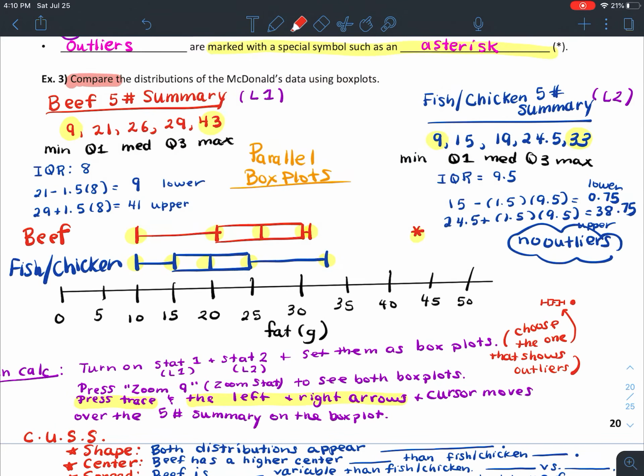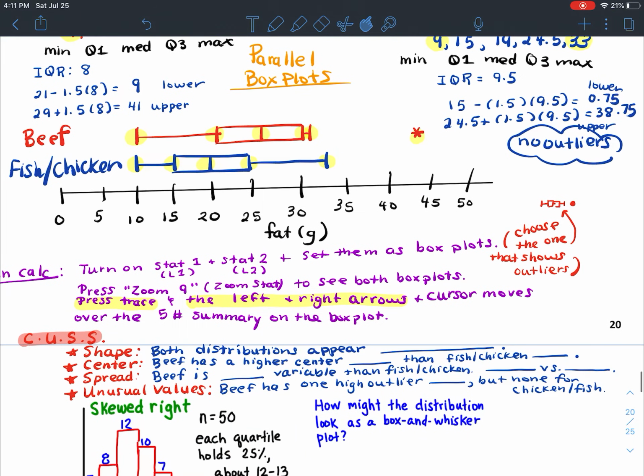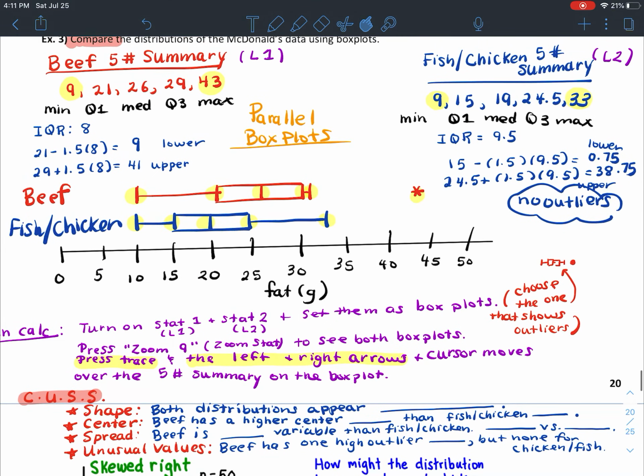Okay. Now the question here was asking us to compare the distributions. So now that I have these graphs to look at, remember we want to use comparative language, and when you see that word to describe the distribution, we want to think CUS. Okay. You can do this in any order. I'm going to go ahead and describe the shape first. Okay, in terms of the shape, I'm going to say both of these distributions appear right skewed.